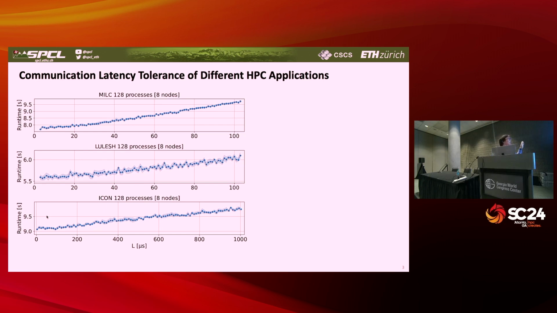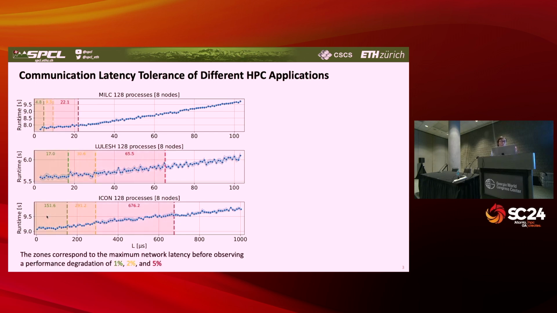On the y-axis, we have the runtime of these applications, and on the x-axis, we have different amounts of latency. As we can see, as latency increases, we see slowdowns in these applications. We show the different amounts of slowdown with these colored regions. The green regions represent how much latency we can absorb before the application slows down by 1%, the orange region 2%, and the red region 5%.